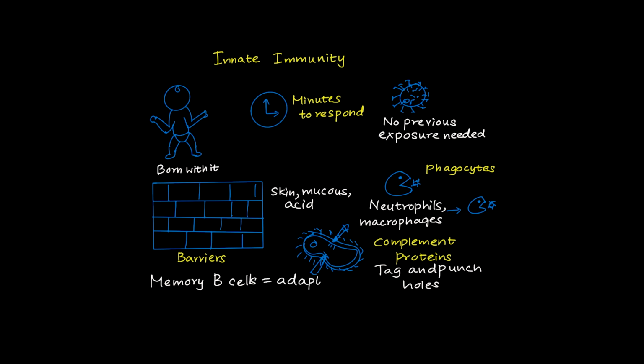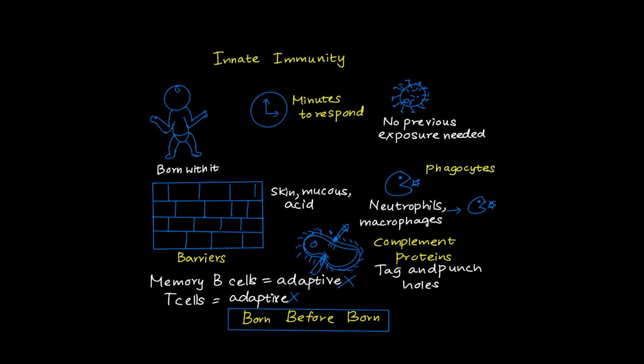Here's a D236 OA exam tip for you. Remember innate immunity as born before born. The defenses are there before any pathogen ever touched you. Born before born equals barriers, phagocytes, complement. 3 parts, ready from day 1.